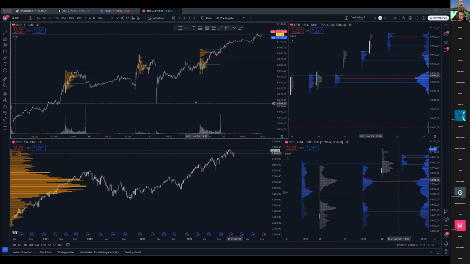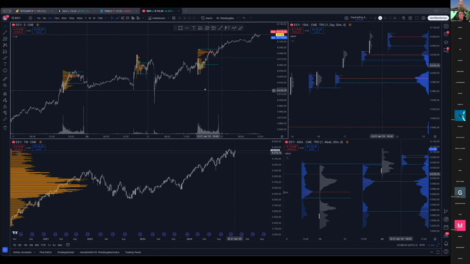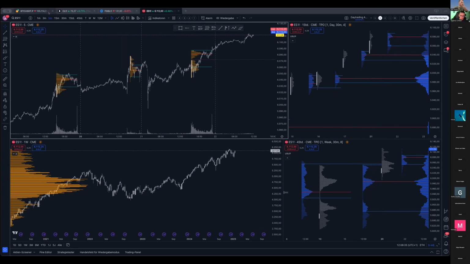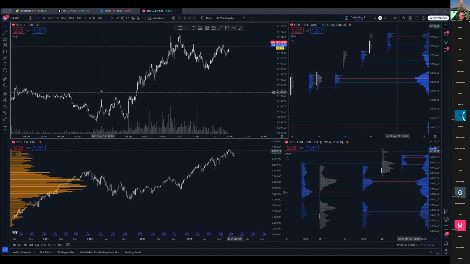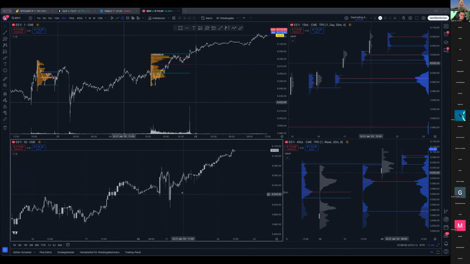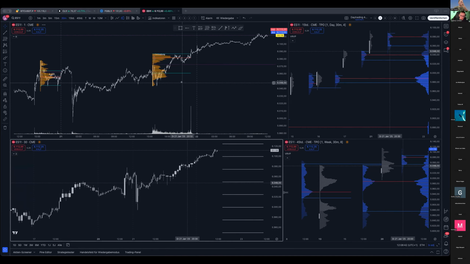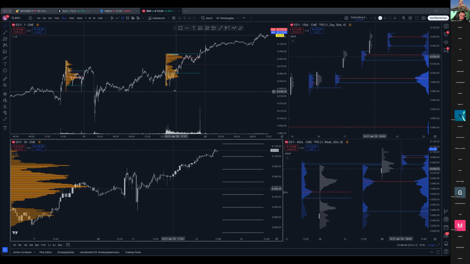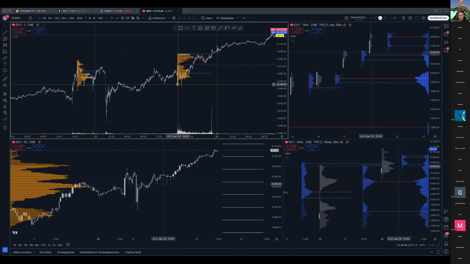Yes, yesterday at 10 a.m. It was a 1 minute chart, so pretty small. I think it's the low of the day, probably the low of the session. I think it's this part.